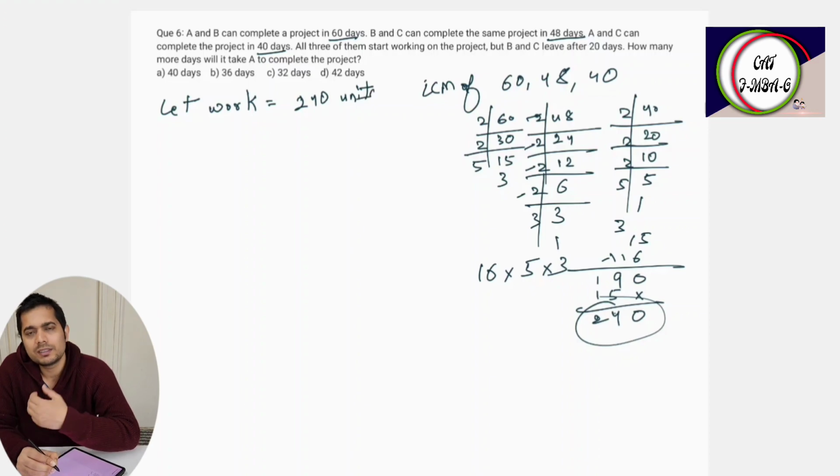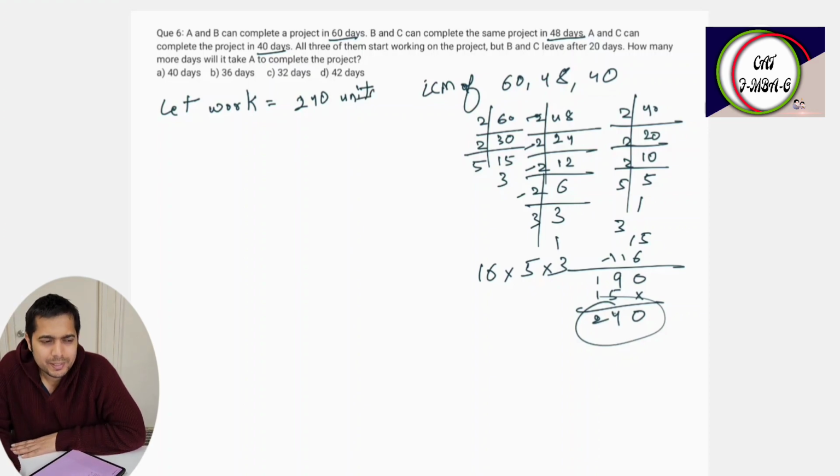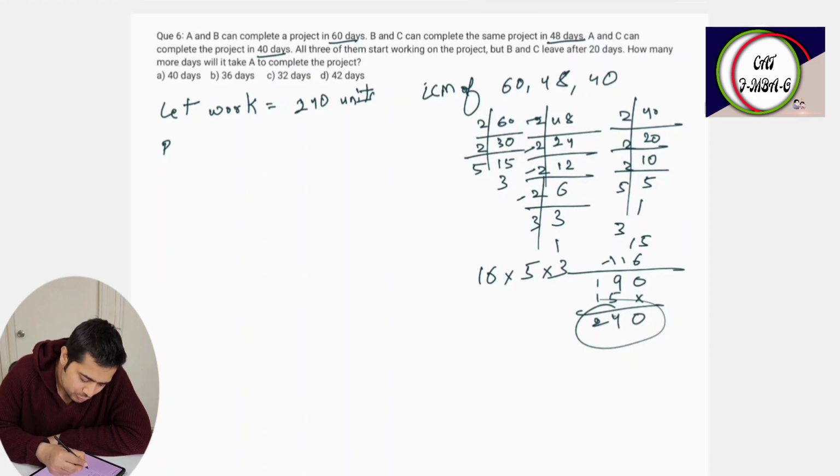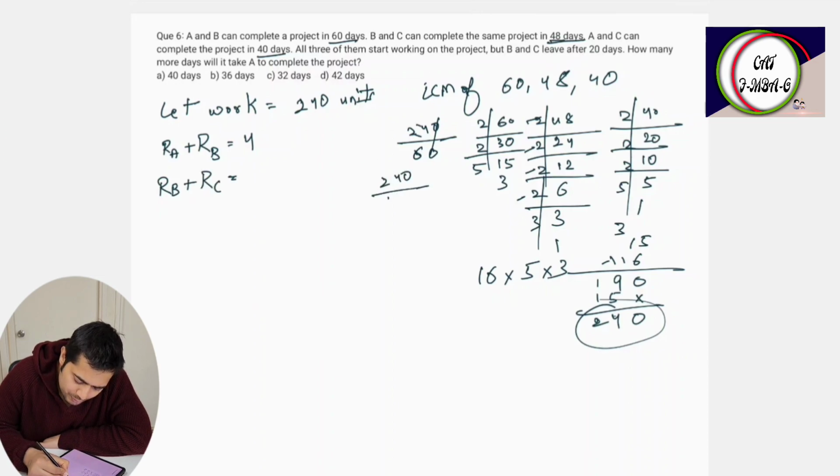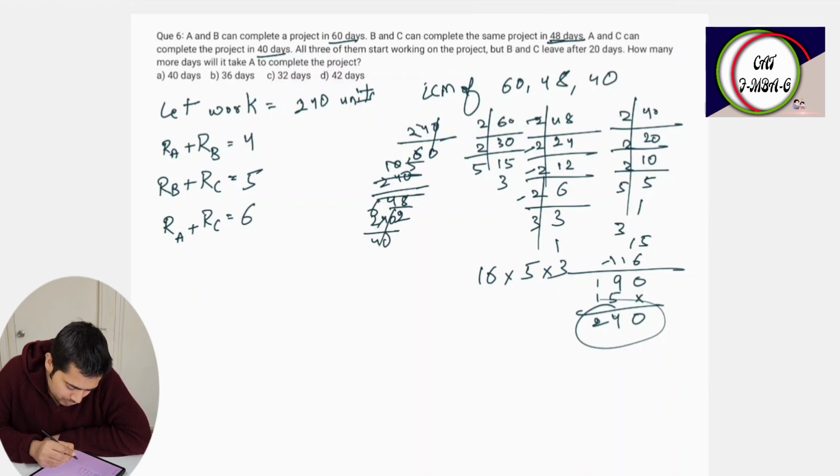You can assume the work as W also, no need to take the LCM, but with the LCM your calculation becomes easy. So rate of A plus rate of B is 240 by 60, which is 4. Rate of B plus rate of C is 240 by 48, which is 5. Rate of A plus rate of C is 240 by 40, which is 6. From these three equations with three unknowns, you can solve easily.